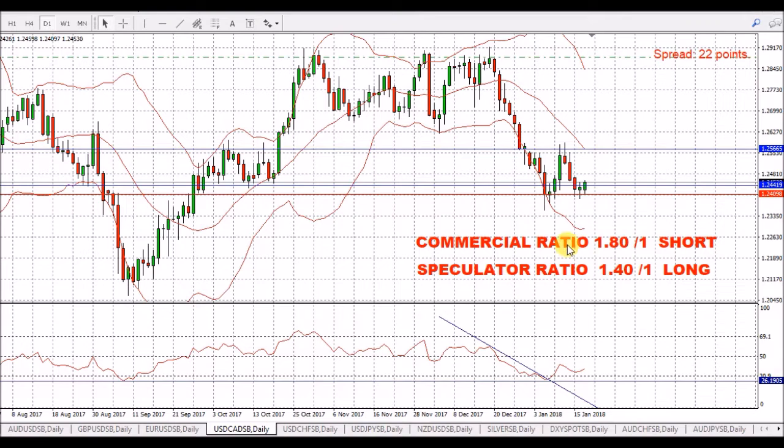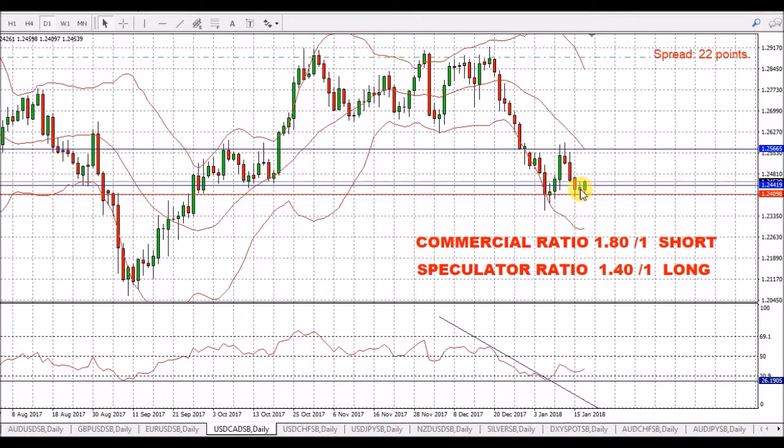USD CAD. Again, another commodity currency. Got a little bit of a pullback, a little bit of strength in the dollar. But same with the AUD and the USD, it's not been that great. It's just a small green candle. We've got a short ratio of 1.8 to 1 short for this.